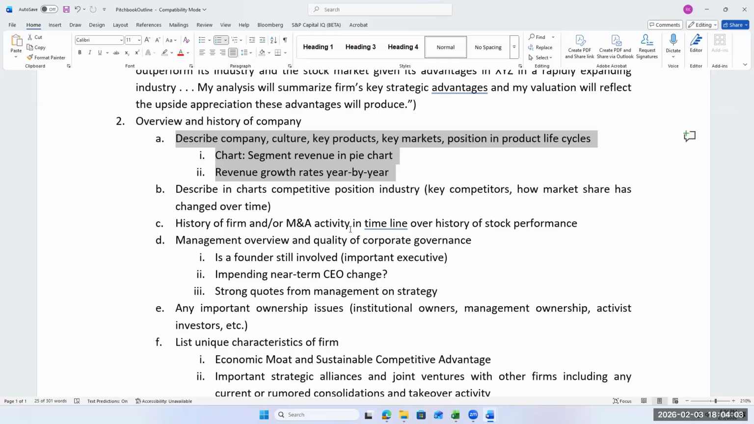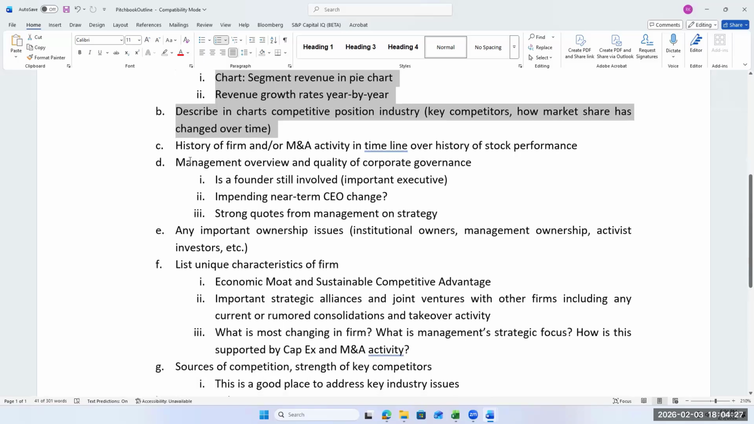You can do segment pie charts here. Revenue growth by year looks really good. It really looks good, the comparison of these things to competitors as well, because it gives them a sense of, wow, this company's growing 15% where their competitors are growing 5% or something along those lines. So establish up front who they are, who their competitors are, how they are unique. You might do some history of the firm.